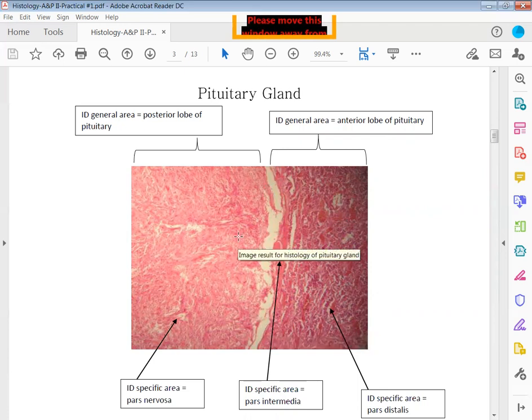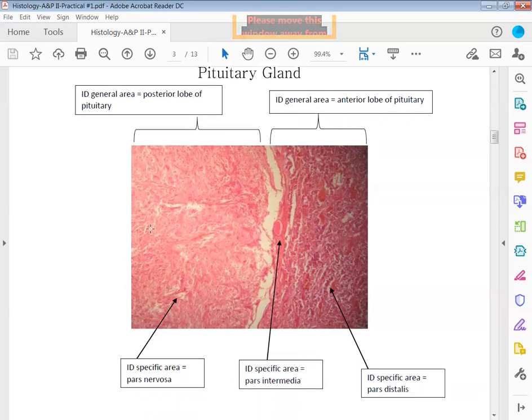Okay, so that's how you can recognize the pituitary gland. Now, within the pituitary gland, when you're looking at it microscopically, you have specific tissue regions. Within the posterior lobe here, you have this light area, specifically called the pars nervosa. This area right in the middle between the anterior and posterior is called your pars intermedia. Intermediate means between. And then back here, this specific area is called your pars distalis.